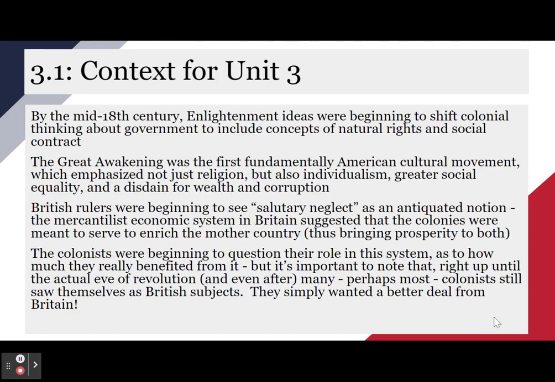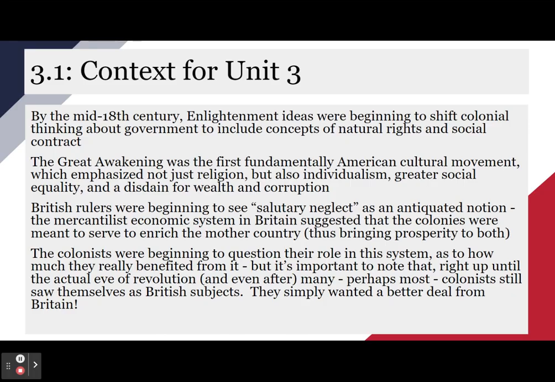Okay, so the context for Unit 3, you already know from the last lecture video, we already talked about this. By the mid 18th century, what's going on in the colonies? Well, in the British colonies, Enlightenment ideas have really begun to filter through and shift colonial thinking about government to start including concepts of natural rights and the social contract. And feel free to go back to that lecture video if you've kind of forgotten what these things are.